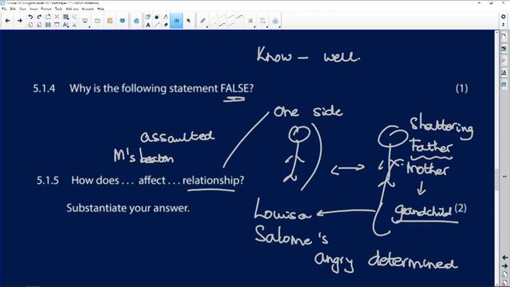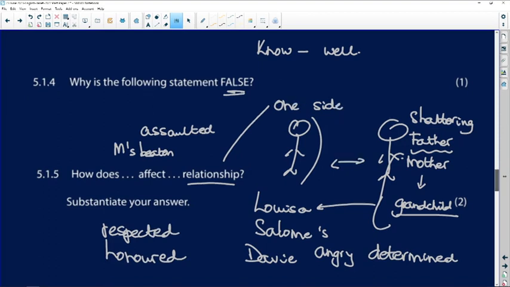Or you could say, how does Mike's being assaulted affect Salome's relationship with Davy? That up until then, she has respected him and honored his plea to her not to tell everybody. And she's now determined that they will know. So it changes everything.